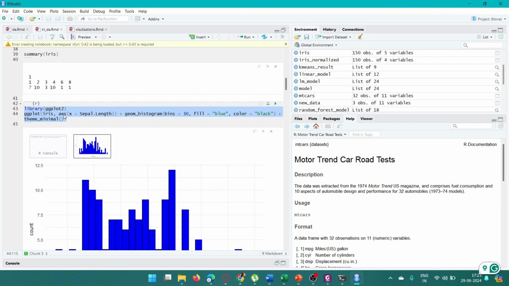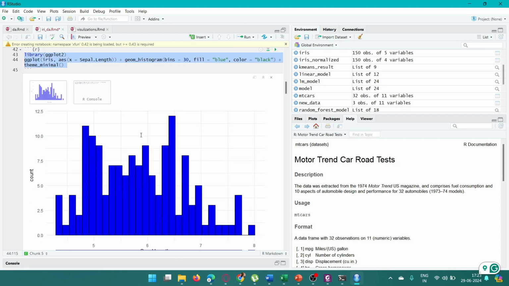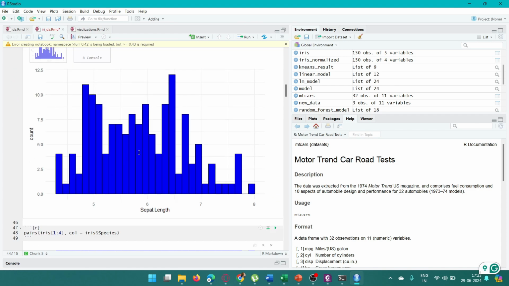Before using the ggplot command, we have to load the library. For that we use the library command, library(ggplot2), and after that we use the ggplot command as we discussed. Let's run. So you can see this histogram graph.